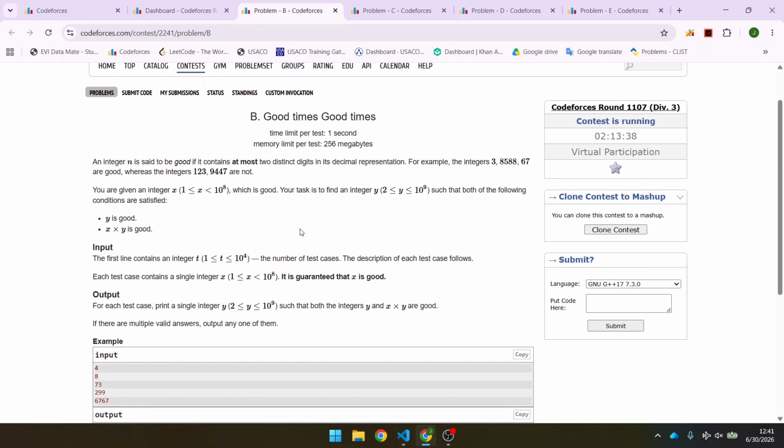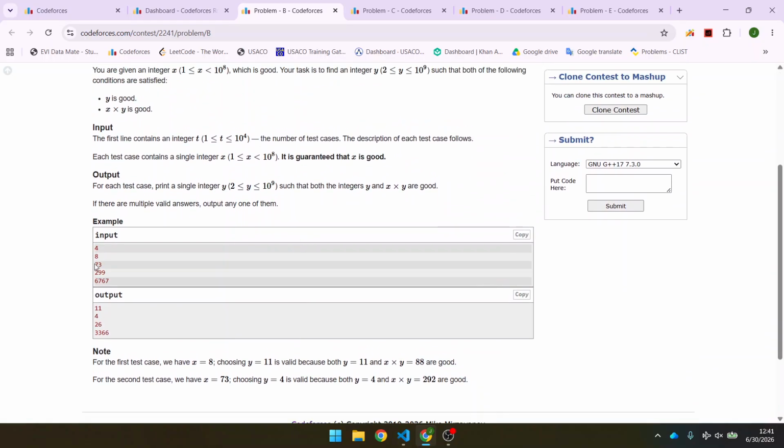Can you choose y equals 10? Okay, so if you can add a zero, it's okay. 10, 11. At most two distinct digits. x has at most two distinct digits. If there are multiple valid answers, I'll output any one of them.